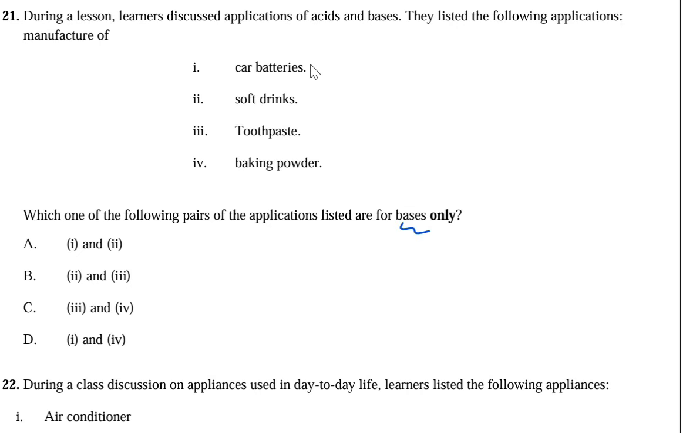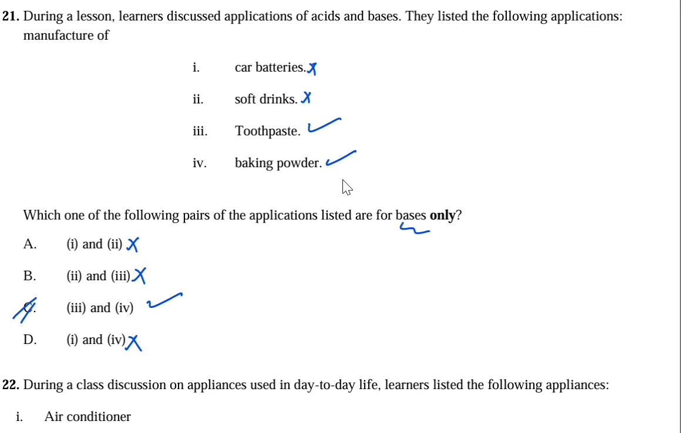For car batteries, we use sulfuric acid, which is an acid, not a base, and therefore any option with Roman 1 is automatically wrong. So A is wrong, and D is wrong. We remain with B and C. Also, soft drinks mostly use acid, so Roman 2 is not an application of a base. Therefore, option B is out. We remain with C, which is the manufacture of toothpaste and baking powder. Therefore, the correct option is C.